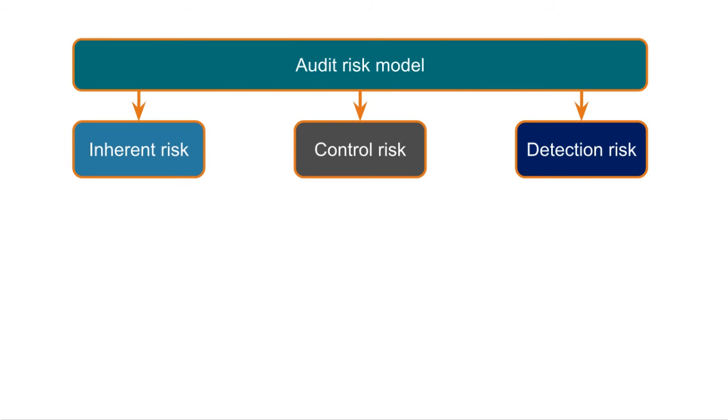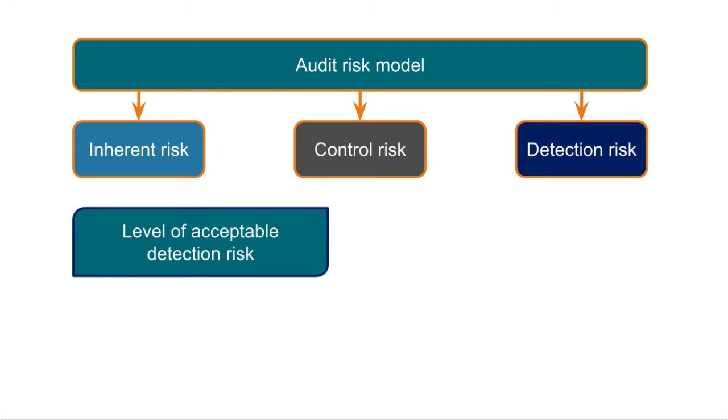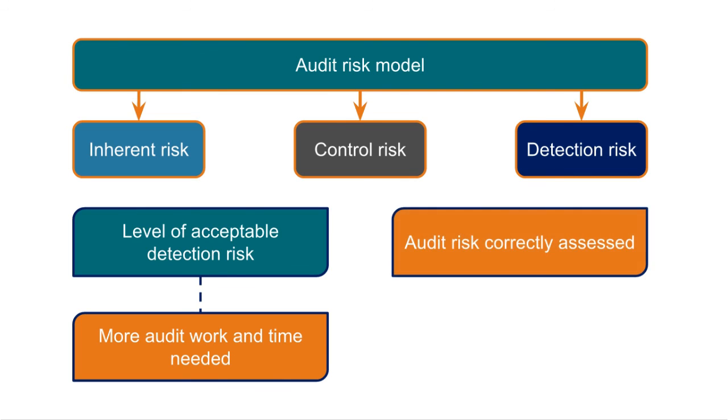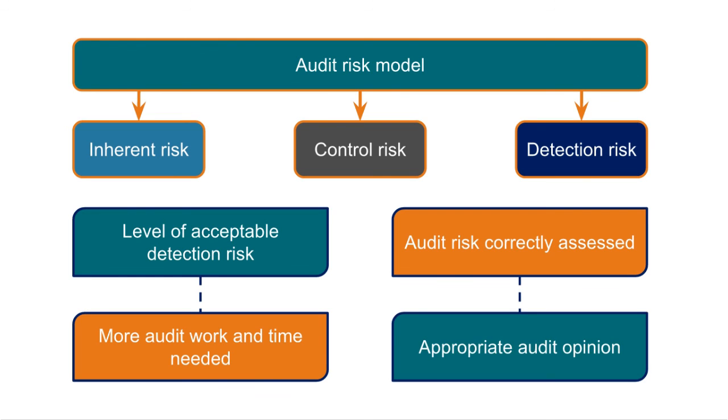They then need to decide on the level of acceptable detection risk. For detection risk to be low, more audit work and time spent is needed by the audit team. This all then helps decide on the audit procedures needed to be carried out and the key financial statement balances that need most focus. If audit risk is assessed correctly, the audit opinion will be appropriate at the end of the process.